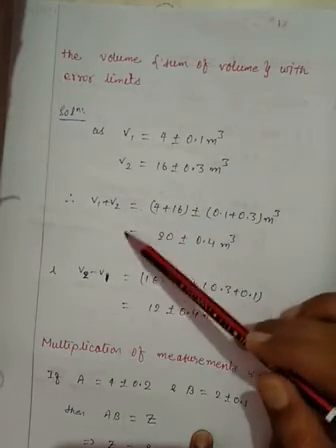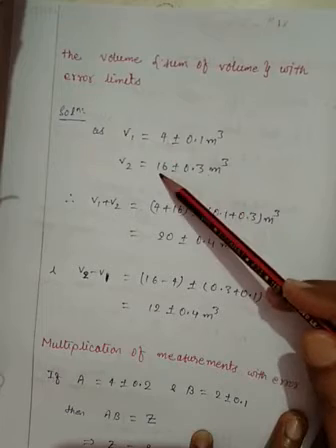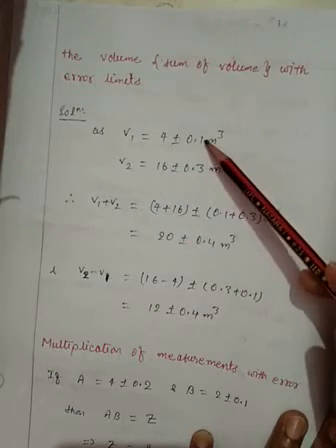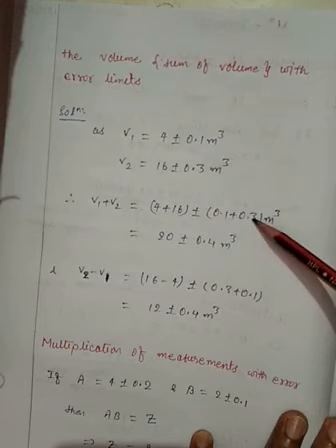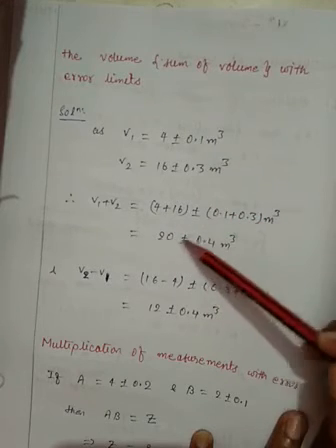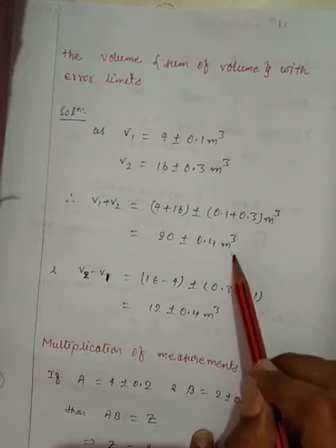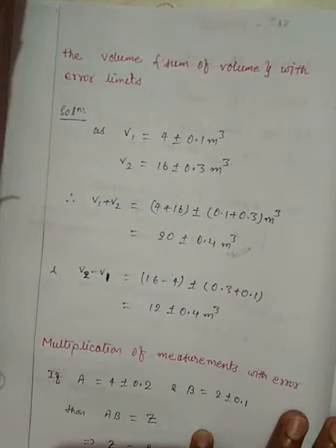So, as I said, when we add, we will simply add the absolute part and individually add the error part. So, 16 plus 4 and on the other side 0.1 plus 0.3. So, it is coming as 20 plus minus 0.4 meter cube. So, this is the sum of the values with the error limits.